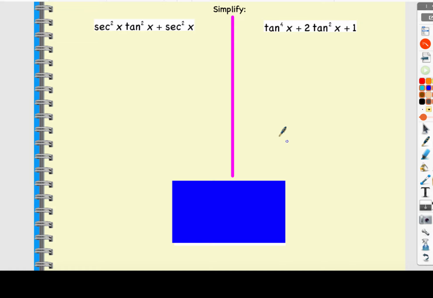Now looking at these, I see those squares right away, and I see that this is 4th power and 2nd power. I'm thinking these are great opportunities to factor. If I have a secant squared in both of my terms here, I can factor that out, leaving me with tangent squared plus 1. Again, go ahead and redistribute if you don't trust that those two statements are equal.